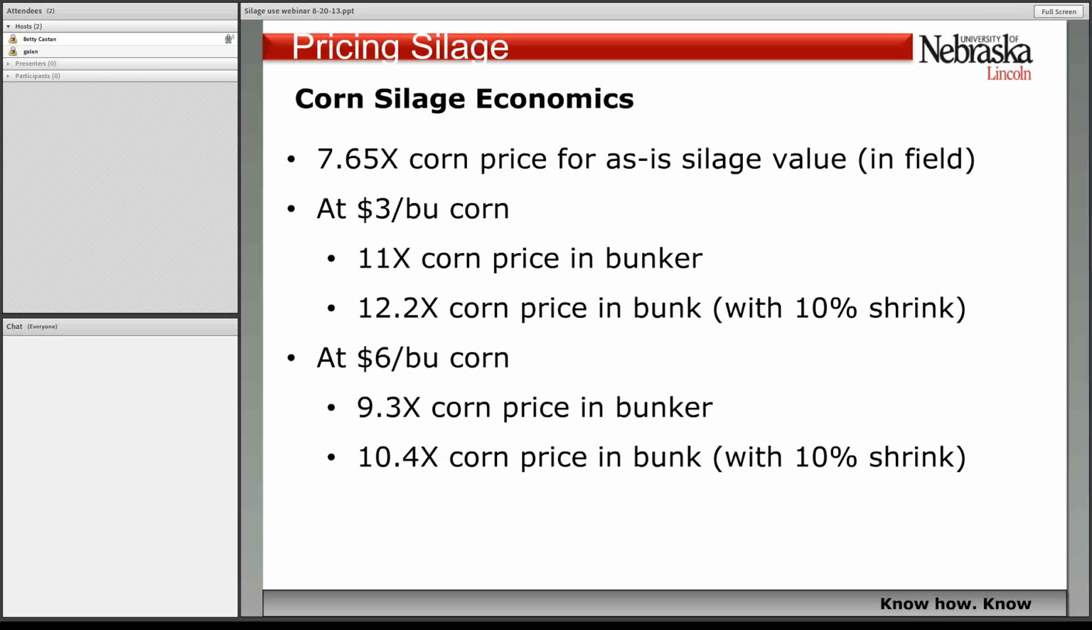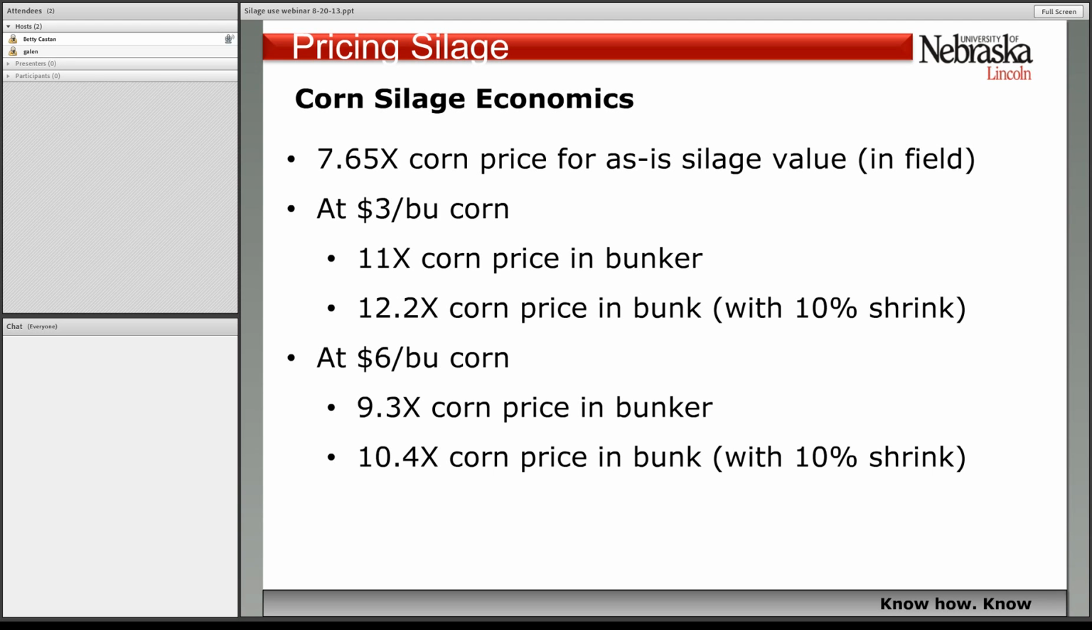So as we talked last time, I just want to rehash that how we price silage is really important, and our data suggests an appropriate price while it's in the field is 7.65 times corn price. But then what is that price when you get it to the bunker, and then finally what is it when it's delivered to the cattle?